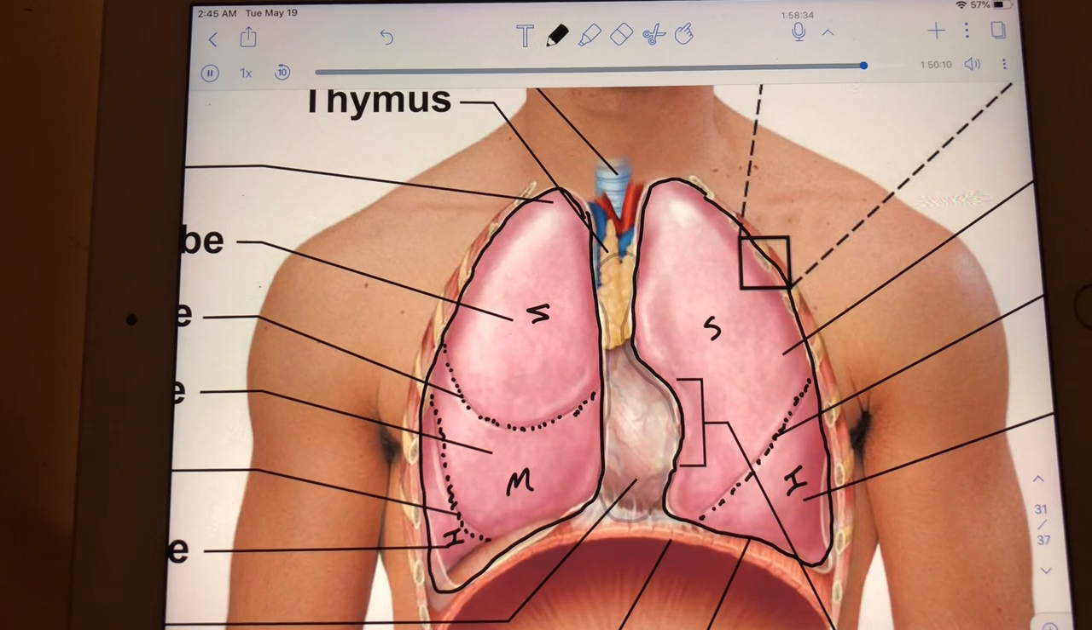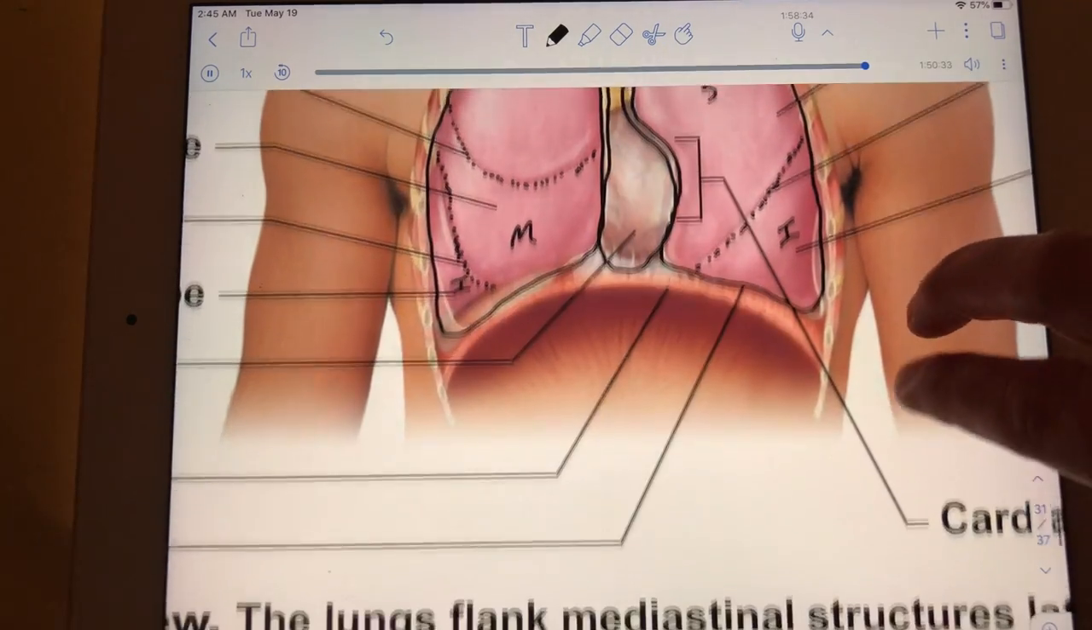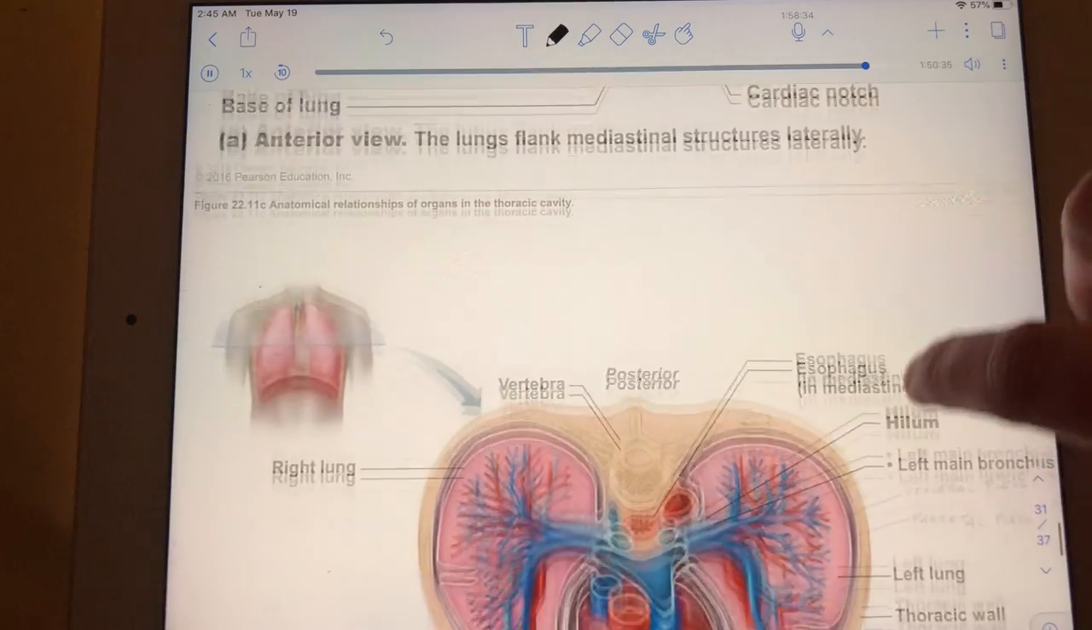Here's your heart. The heart will be further protected by not just the pericardium, but also the mediastinum, the sort of hourglass-shaped coelom between the lungs. Anywho, is there anything else there that I wanted to point out? I think we're good. Okay. Next slide is 32.